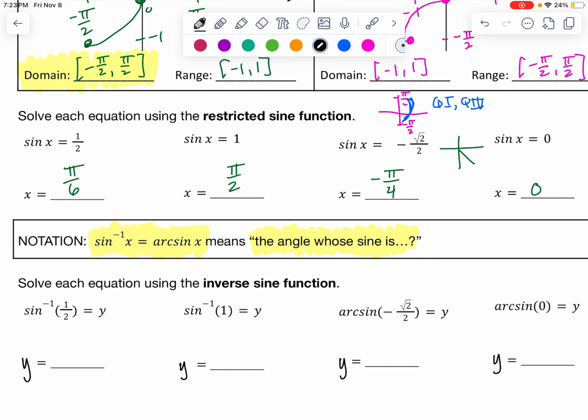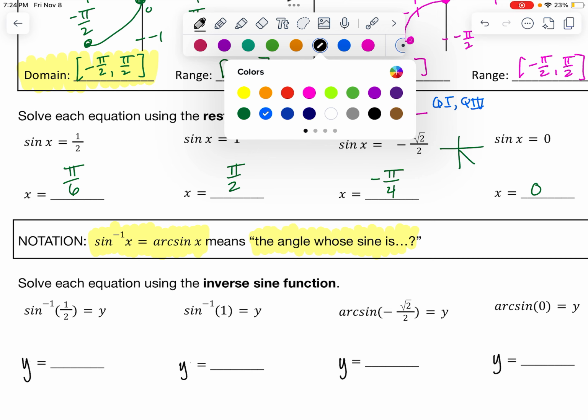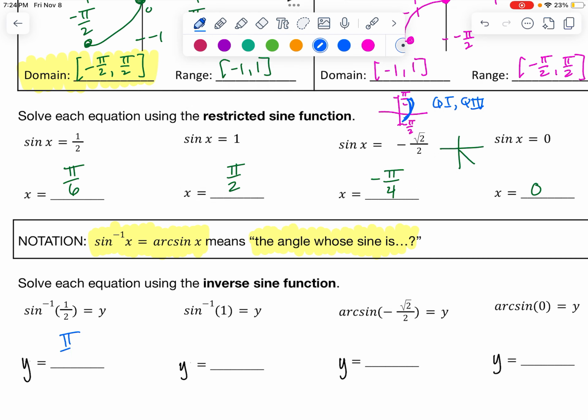Okay, so again you're thinking, what angle measurement gives me a sine of 1/2? Oh, okay, sine of 1/2, that's going to give me a pi over 6. So I'm going to have pi over 6. Same exact thing for the second value. What angle measurement gives me a sine of 1? I'm going to say, okay, pi over 2.